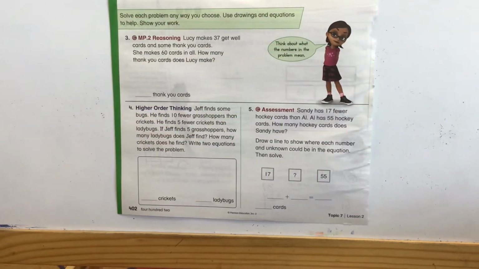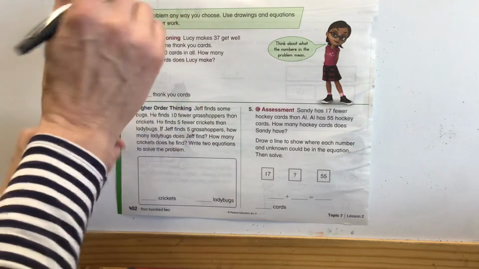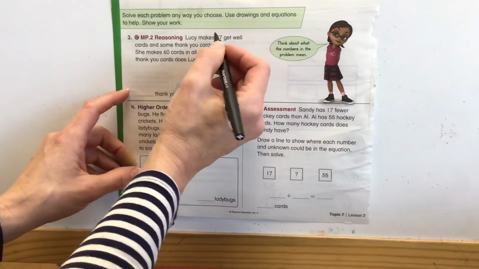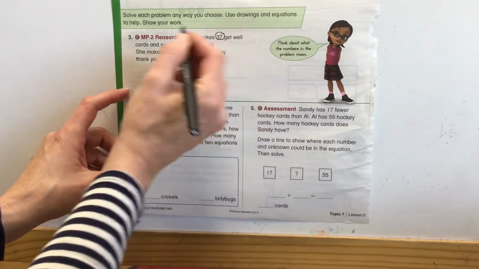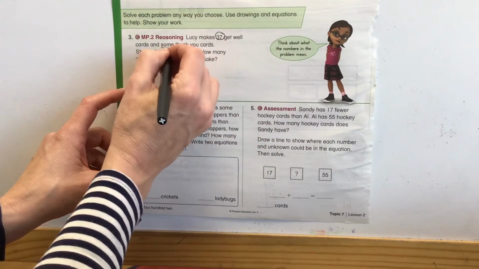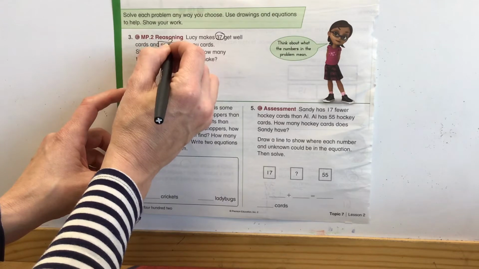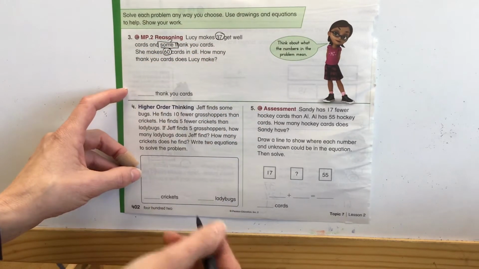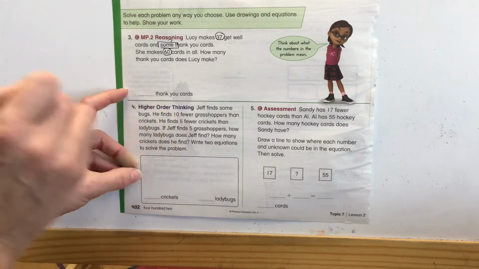Okay, now this is solve each problem any way you choose. Use drawings and equations to help. The important part is to show your work. We want to see the thinking process and how the students got there. So Lucy makes 37 get well cards and some thank you cards. How many does she make? Some. We don't know. She makes 60 cards in all. How many thank you cards does Lucy make?